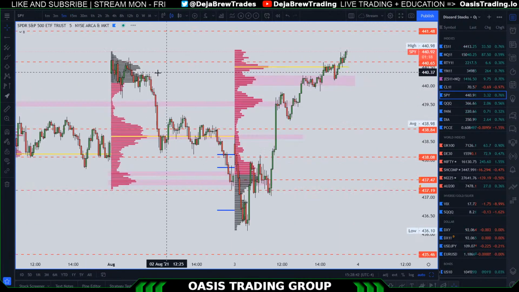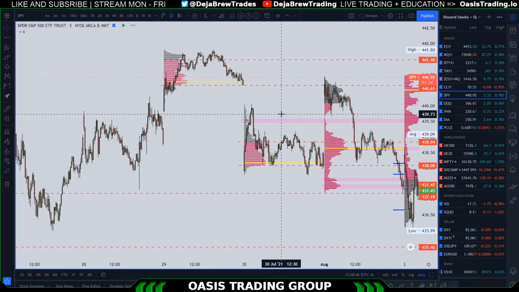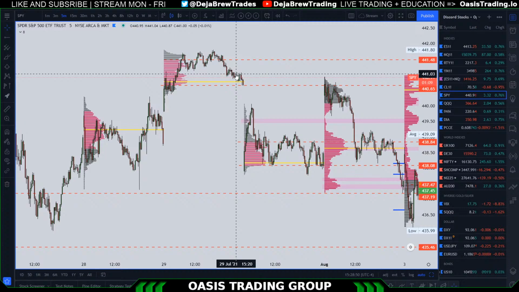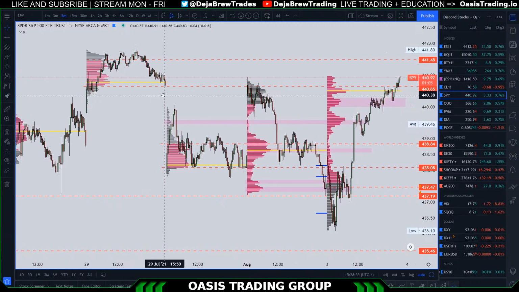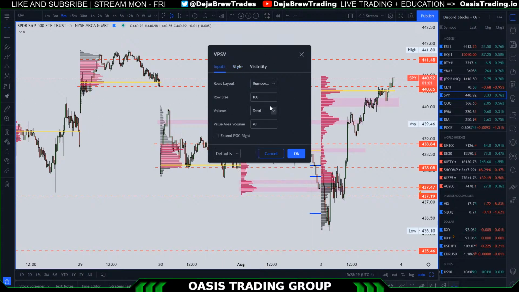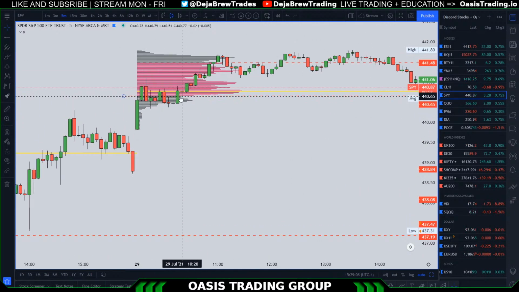Dom, sometimes on TradingView, it's not supposed to do this, but TradingView is bugged. If you're using different time frames, it will change the profile. So make sure you're on a 5-minute. And then I just have 170 as my settings. And you can see where my value area is. It's right there.